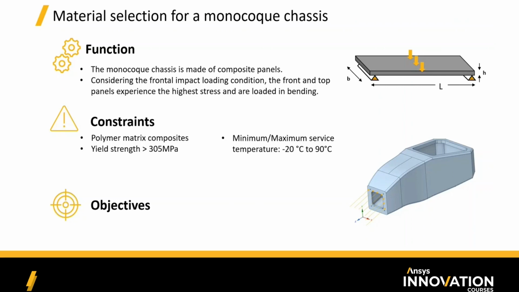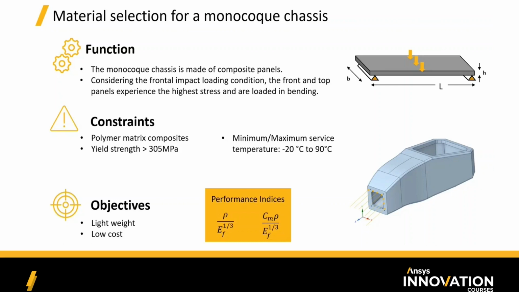In terms of the service temperature range that we expect the material to be able to withstand, we're going to look into materials that are resilient against temperatures of between -20 and 90 degrees. And in terms of objectives, what we are trying to do in this material selection project is to identify materials that have the lowest possible weight as well as the lowest possible cost of material. So the performance indices that are identified on the screen are relevant to these two objectives.